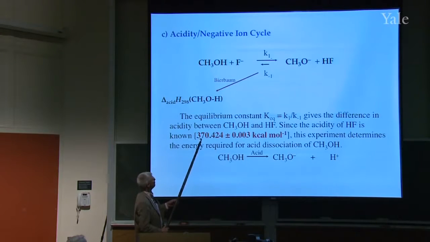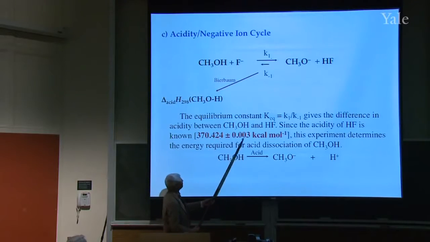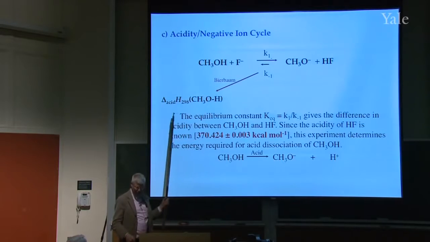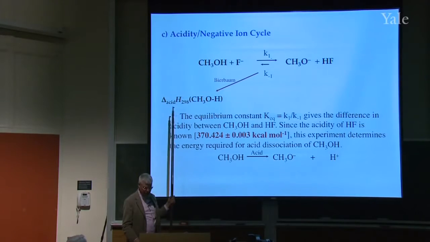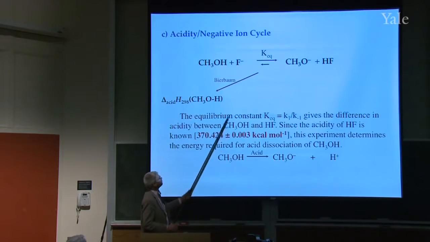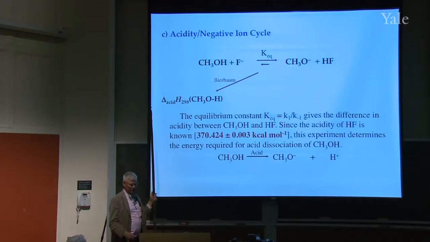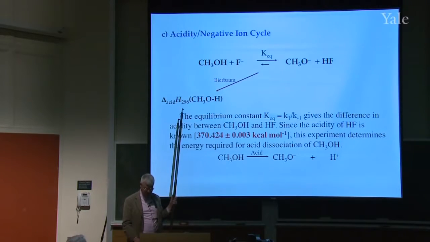It's 370.424 kcal per mole with this uncertainty. And so it turns out these two numbers give you the equilibrium constant, and this is going to give you the gas phase acidity. So by measuring the equilibrium constant, Professor Bierbaum has measured the acidity of this species.